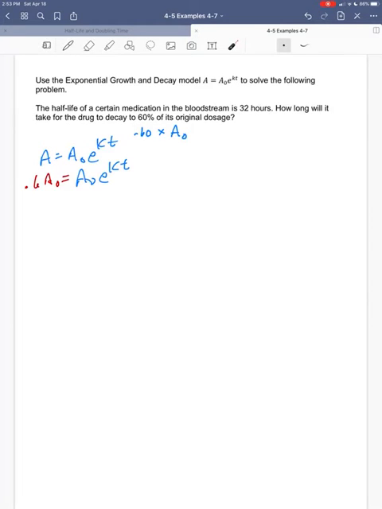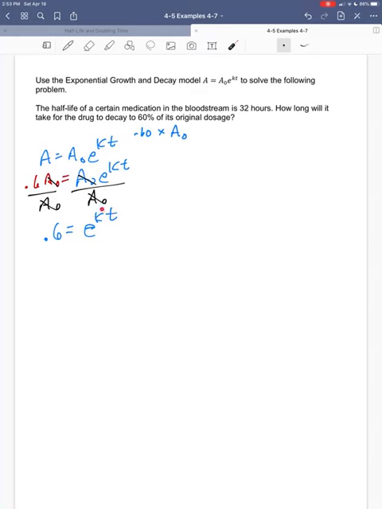So now I divide both sides by A sub 0. That's going to clean it up, because then these A sub 0's are going to disappear. Now I'm going to be left with 0.6 equals e to the kt. And I'm trying to find how long it'll take. I'm trying to solve for t.